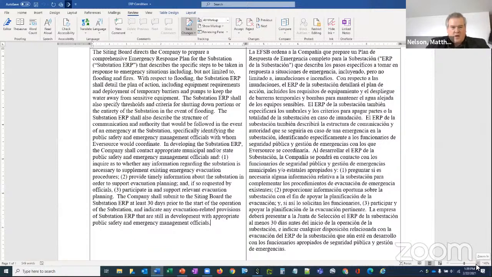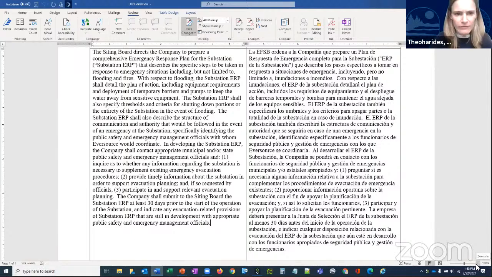In developing the substation ERP, the company shall contact the appropriate municipal and/or state public and emergency management officials and inquire as to whether any information regarding the substation is necessary to supplement existing emergency evacuation procedures. 2, provide timely information about the substation in order to support evacuation planning, if so requested by other officials. 3, participate in and support relevant evacuation planning. The company shall submit to the siting board the substation ERP at least 30 days prior to the start of operations of the substation and indicate any evacuation-related provisions of the substation ERP that are still in development with the appropriate public safety and emergency management officials. That is the end of the amendment.